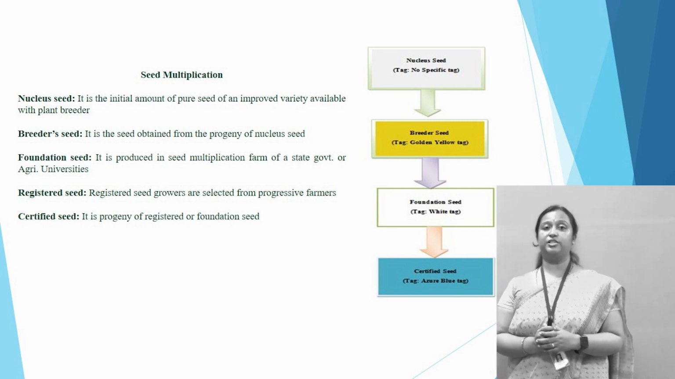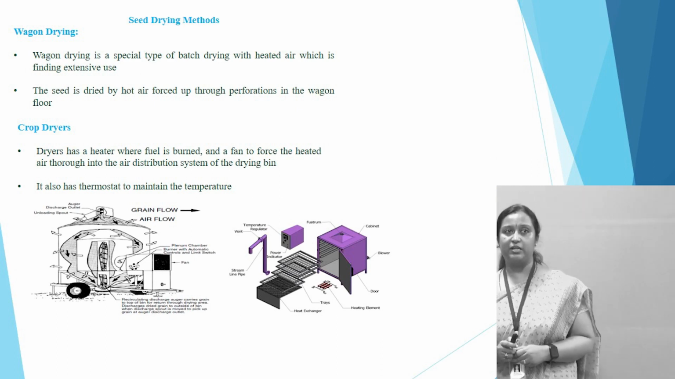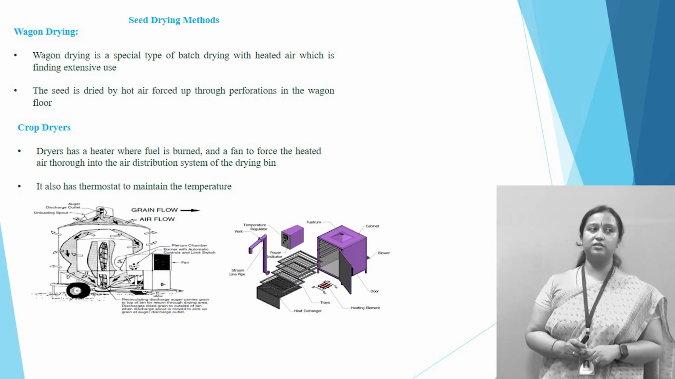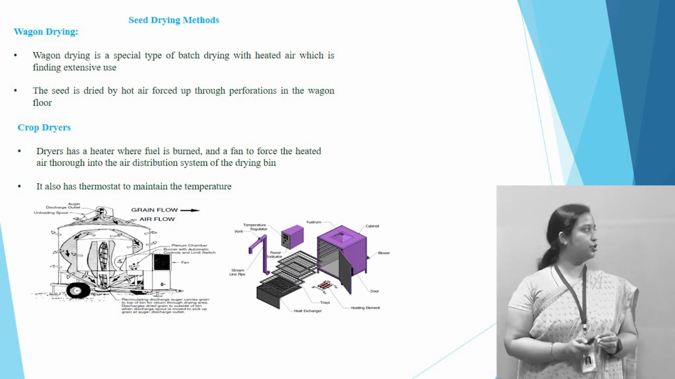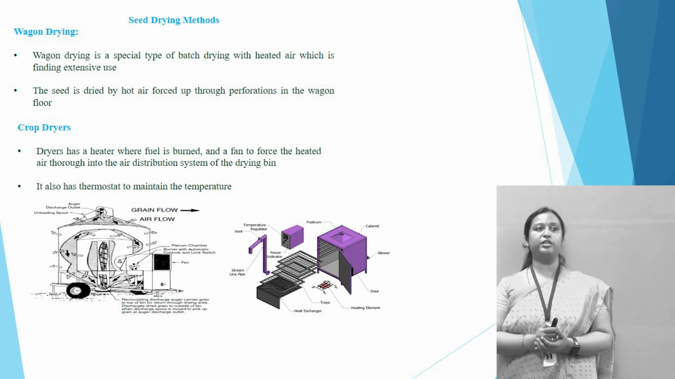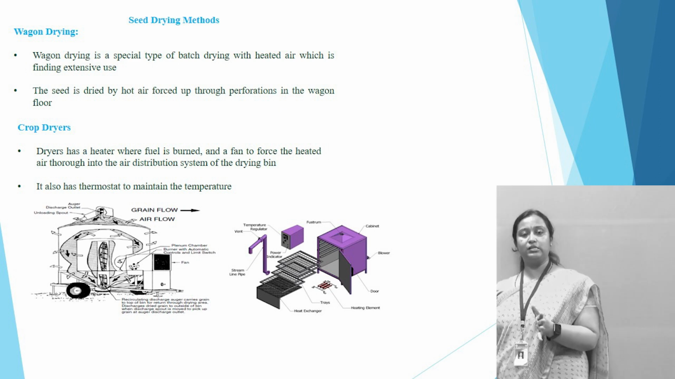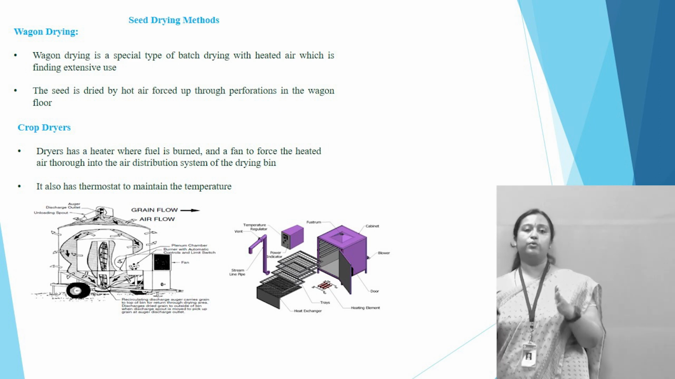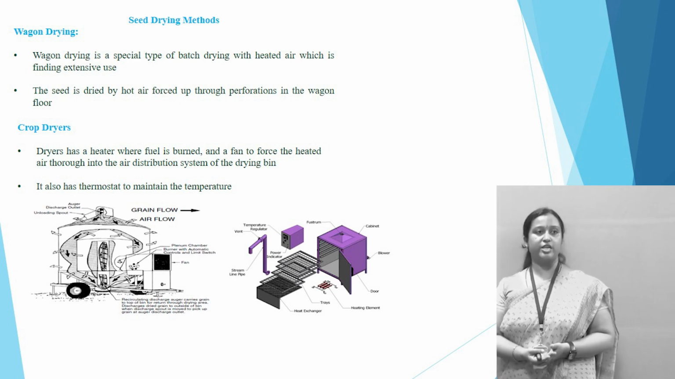The third method is the processing of seed, in which we'll be studying drying methods. So we have wagon drying and crop dryers and various other dryers which can be used to dry the seed. Wagon drying uses a special type of apparatus which helps in drying the seed in large quantities. Bulk seeds are dried in batches, using heated air which is circulated throughout the wagon, which permits effective drying of the seed.